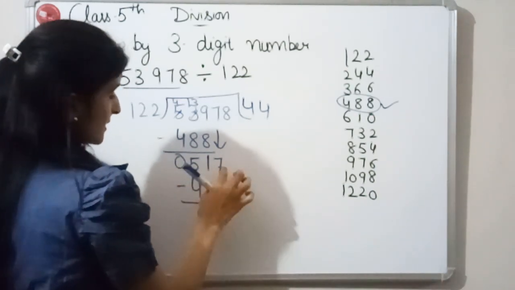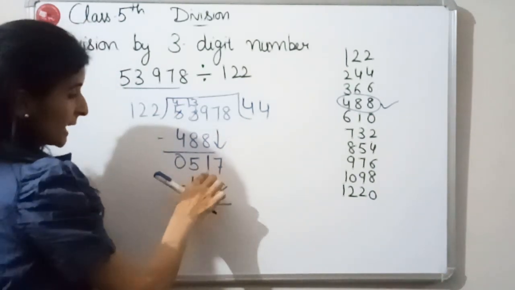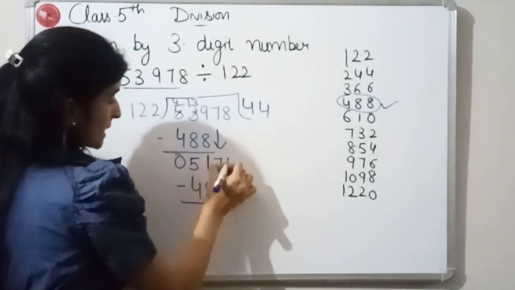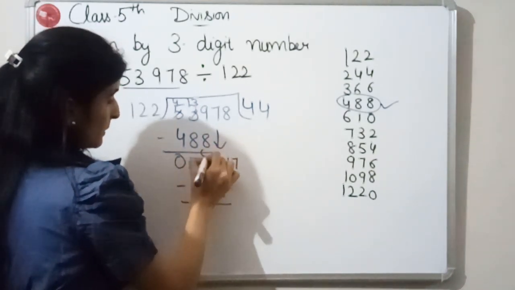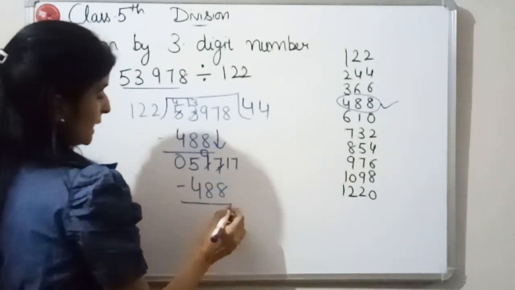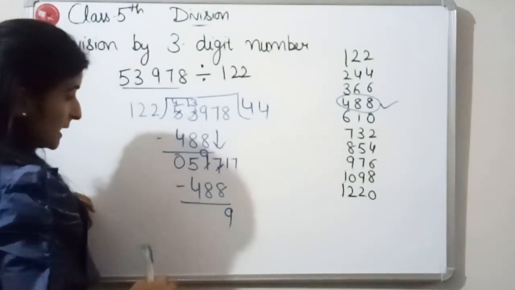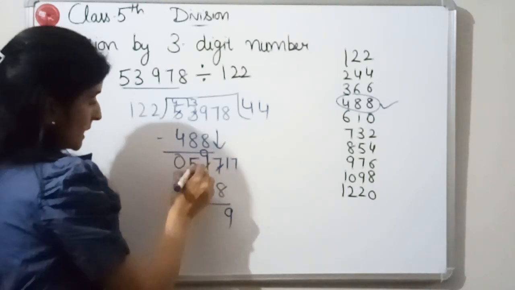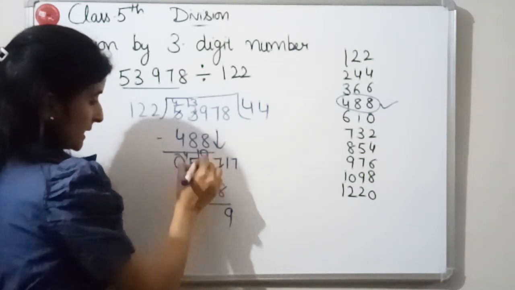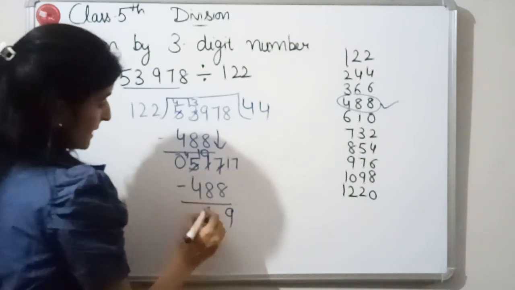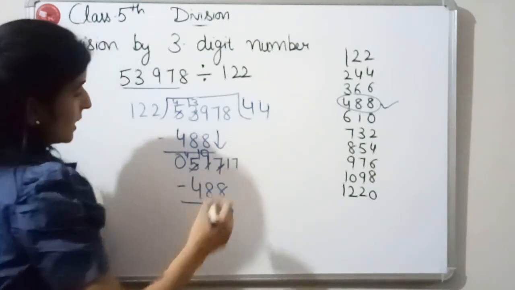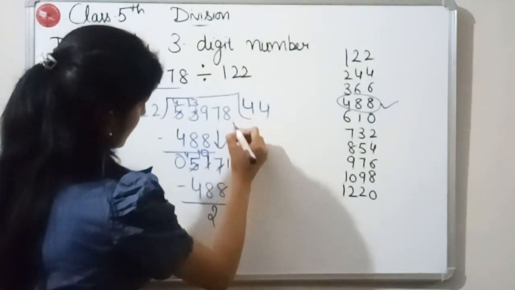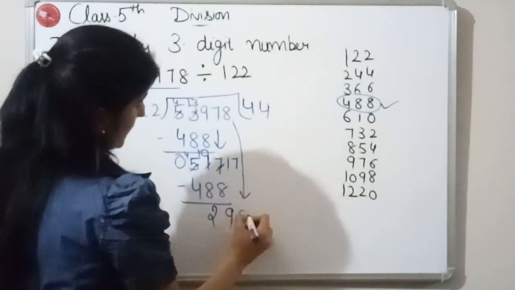488. Now this 7 is less than 8. So we will take one borrow from this one. This will become 17 and this will become 0. 17 minus 8 is 9. Now there is 0. So we can take one borrow from this 5. This 5 will become 4 and this will become 10. 10 minus 8 is 2. After that we can take the next digit, which is 8.